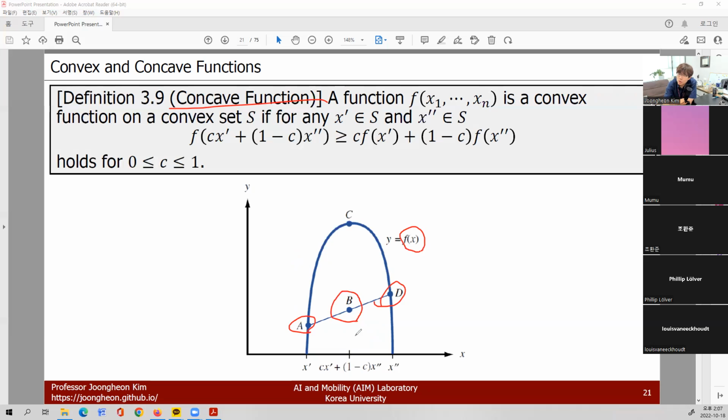And then you make a vertical line. You should find the point where the line meets the function. Then the point is C. And then the C should be always higher than or equal to B. And then your given function is concave. That is the opposite definition of the convex. That is called concave function.